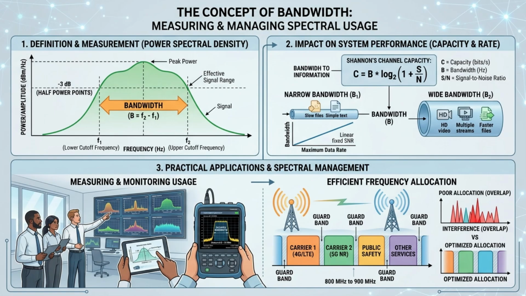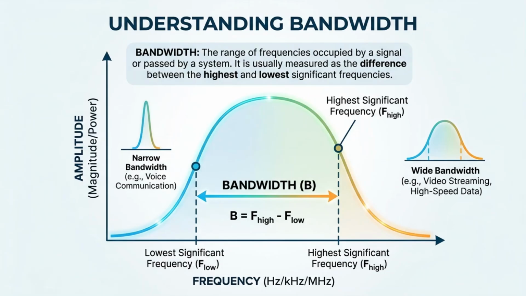The problem is determining how much frequency space a signal occupies and how this affects system performance. Engineers need a practical way to measure and manage spectral usage. This leads directly to the concept of bandwidth. Bandwidth is the range of frequencies occupied by a signal or passed by a system.